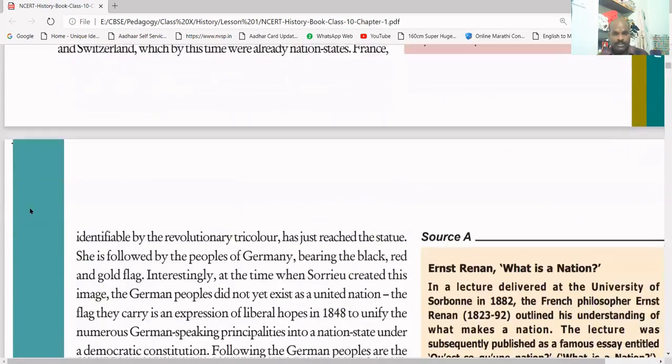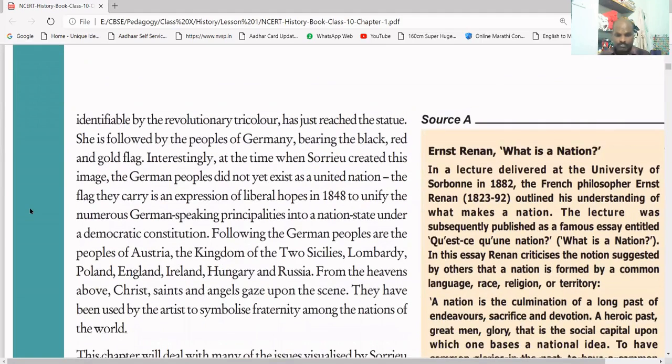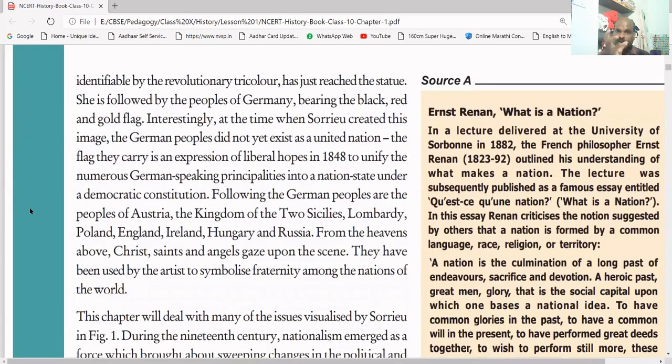After Germany, which countries are coming? One more point about Germany: although they were not a nation state, the German people wanted to make their region into a nation state. That is also shown in this picture. Following Germany, look at the others: people from Austria, the Kingdom of Two Sicilies, Lombardy, then Poland, England, Ireland, Hungary, Russia. From all these parts, people are coming in large numbers, and we understand they want to realize their aspirations and ambitions, to bring changes in their society and to make nation states.